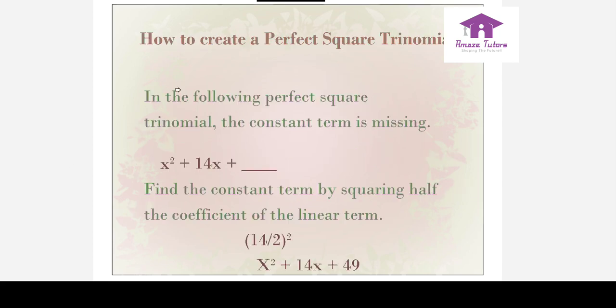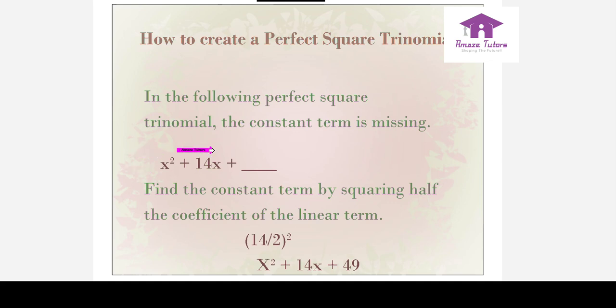Let's proceed. Now our main ambition is to create the perfect square trinomial. Let's see how to create it. In the following perfect square trinomial, the constant term is missing. This is what we are going to do. That is the reason the name is called completing the square, because it is incomplete without the constant. We are trying to complete it. That is why the name of the method is completing the square method. I hope you understand the reason now.